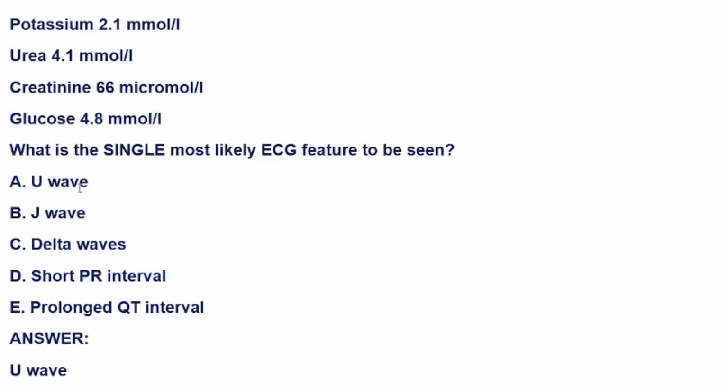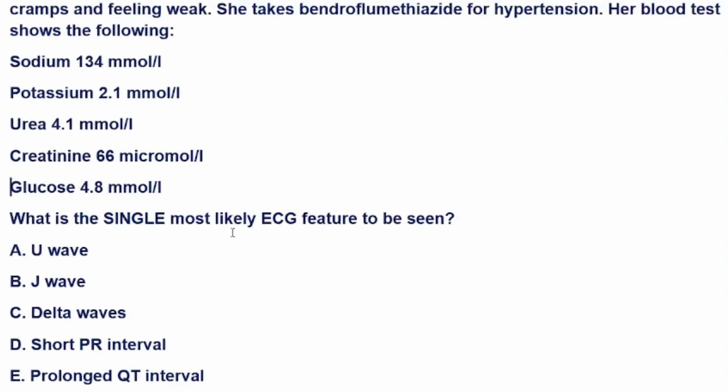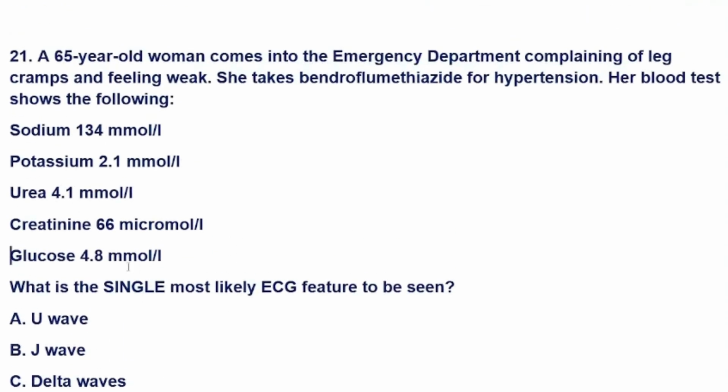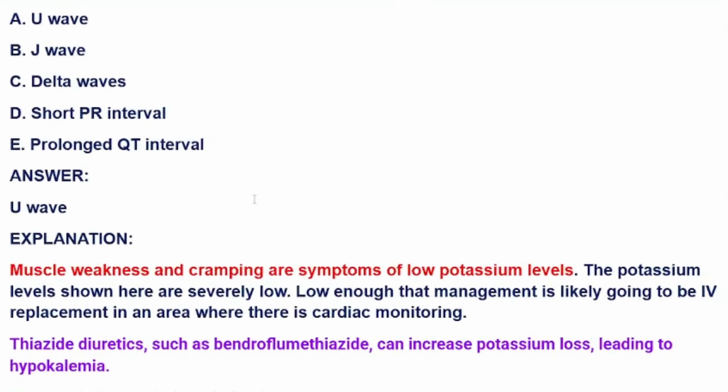A. U wave, B. J wave, C. Delta waves, D. Short PR interval, and E. Prolonged QT interval. And the choice is here because of the patient's hypokalemia. The choice will be U wave in the ECG, and we will explain why it's U wave.